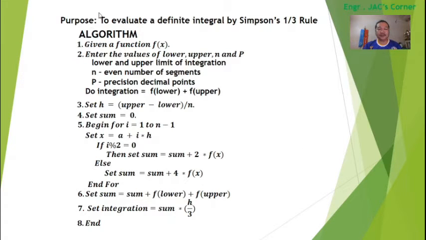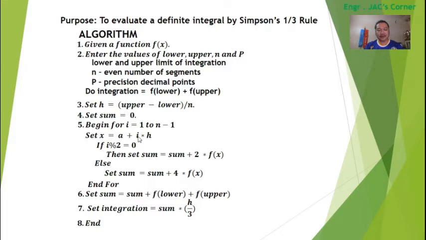The purpose of the C++ program is to evaluate a definite integral by Simpson's one-third rule. The algorithm is as follows. Number 1, given a function f of x, enter the values of lower, upper, the number of segments, and the precision. Do the integration for f lower and f upper limit. Number 3, set h equal to upper minus lower divided by n. This is the step size. Number 4, set sum initialized to 0. And then begin the loop for i equal to 1 until n minus 1.